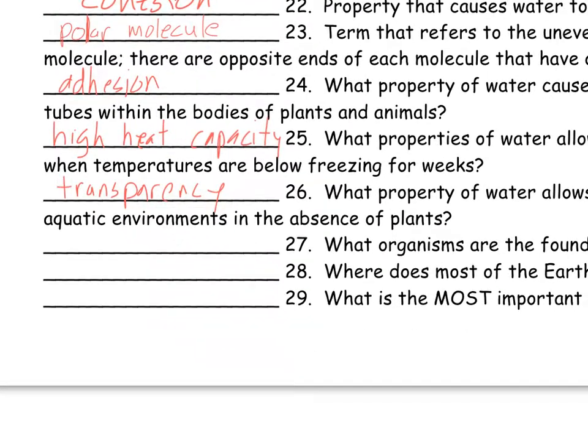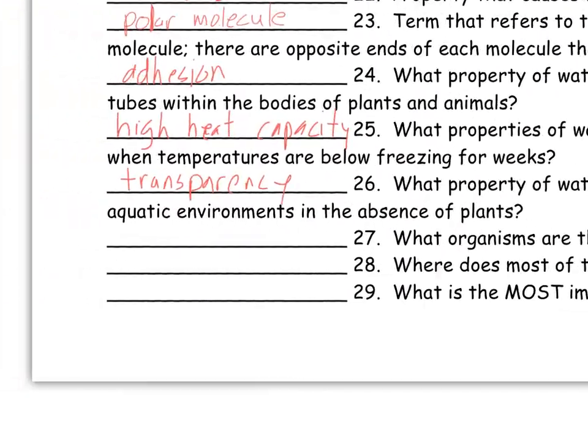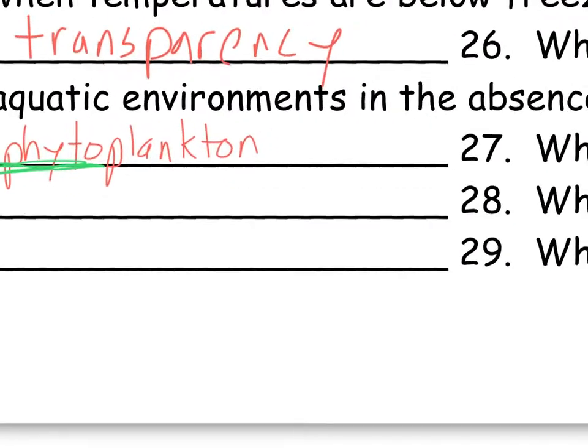27. What organisms are the foundations of all aquatic food chains? It is plankton, but specifically phytoplankton. You can remember this because phyto means light. So these are the producers. They need light in order to produce food. Phytoplankton are like plants, basically.